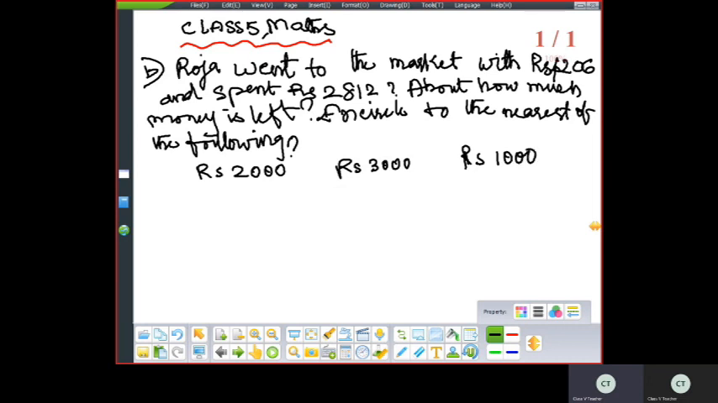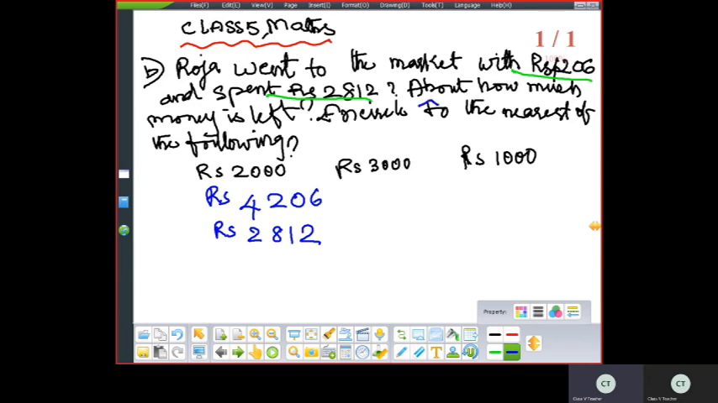So let us find out. Let us first understand the question, children. Firstly, Roja went to the market with 4,206 rupees. She spent 2,812 rupees. So how much money is she having? She went to the market with rupees 4,206. And in that she has spent rupees 2,812.